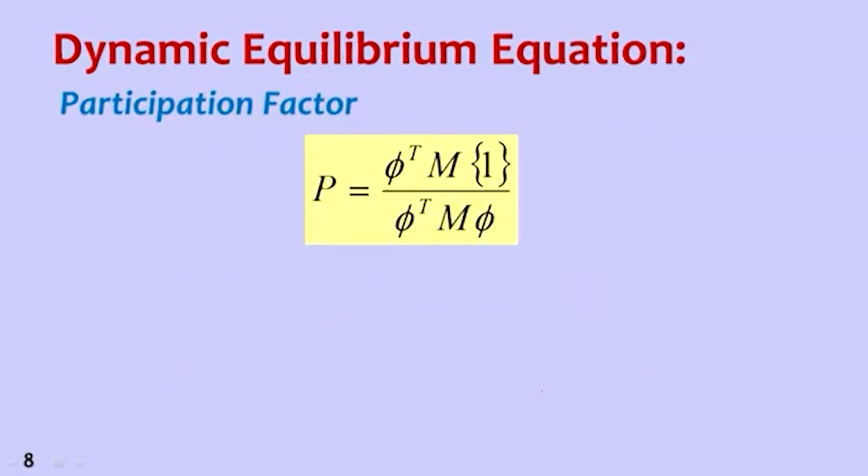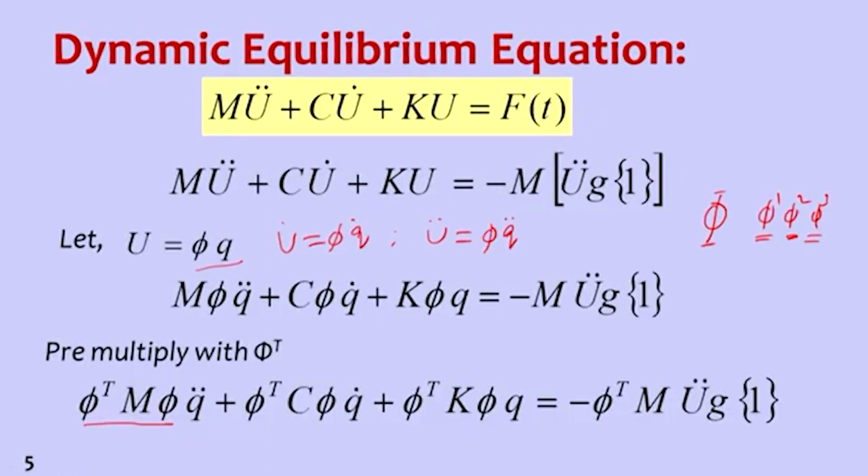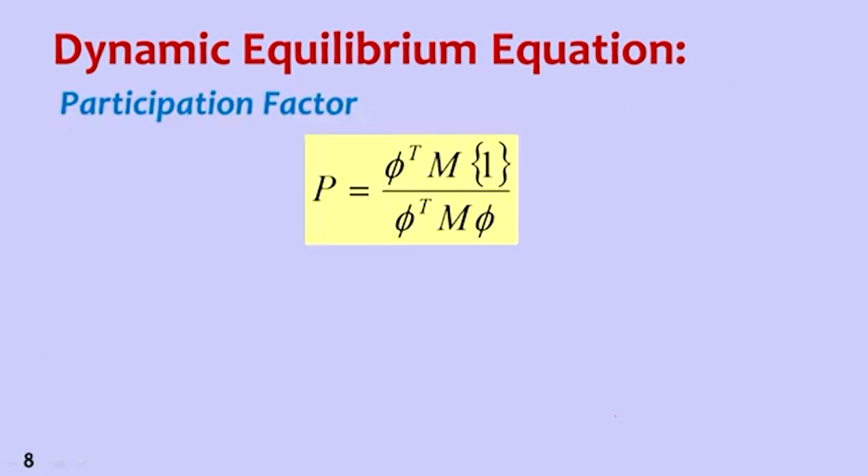So what is the participation factor? The participation factor is phi transpose m 1 by phi transpose m phi. If we look at this equation and divide the entire thing, it becomes phi transpose m 1 by phi transpose m phi. That is what it is. This is the participation factor.